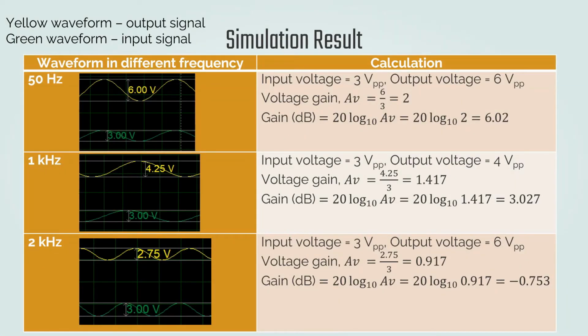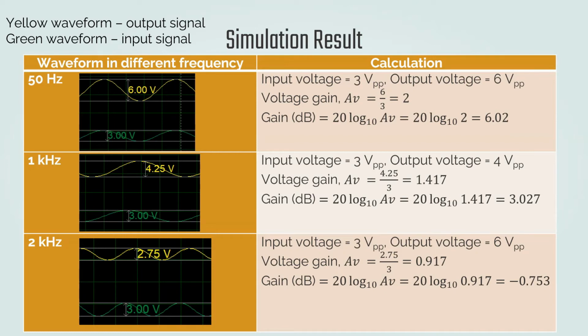Next will be the simulation result. The table above shows 3 different frequencies of input signal and the different output voltages obtained. For example, the gain in dB when the input signal frequency is 50 Hz is 6.02. When the input frequency is 1 kHz, which is the cutoff frequency point, the gain in dB will be minus 3 dB from the initial gain, becoming 3.027. After the input frequency goes beyond the cutoff frequency point, the gain in dB starts to become negative.